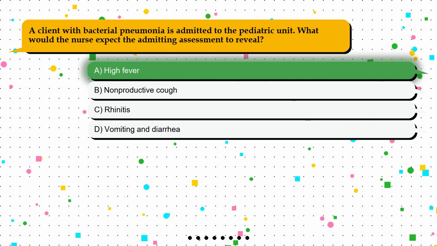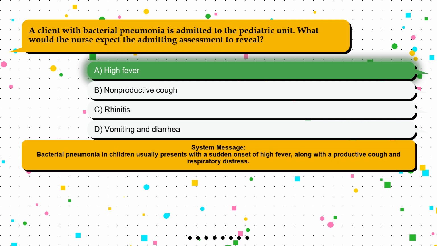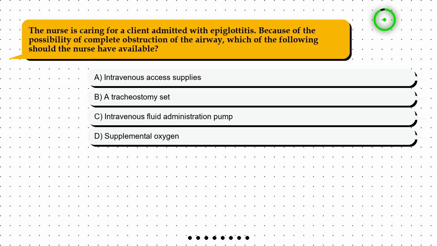The correct answer is option A, high fever. Bacterial pneumonia in children usually presents with a sudden onset of high fever, along with a productive cough and respiratory distress.